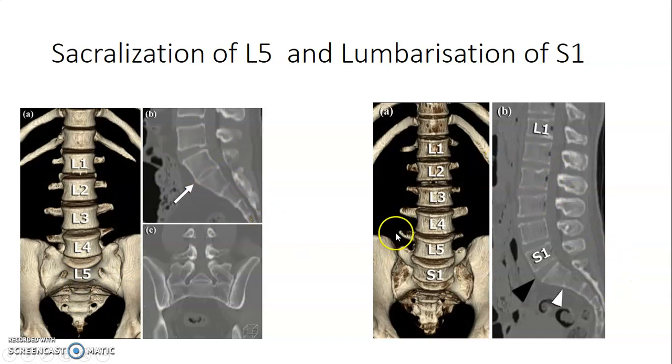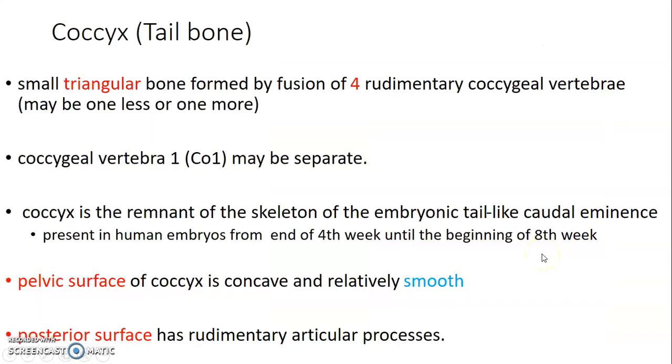Then coming here, this is your T12, L1, L2, L3, L4, L5, S1. S1 is separate from the rest of the sacrum. So this is lumbarization of S1, and this is sacralization of L5. Again, look here, S1 is very separate from the rest of the triangular sacrum. This is L1, L2, L3, L4, L5. So S1 has been lumbarized. Then you go to the coccyx, which is the tailbone.